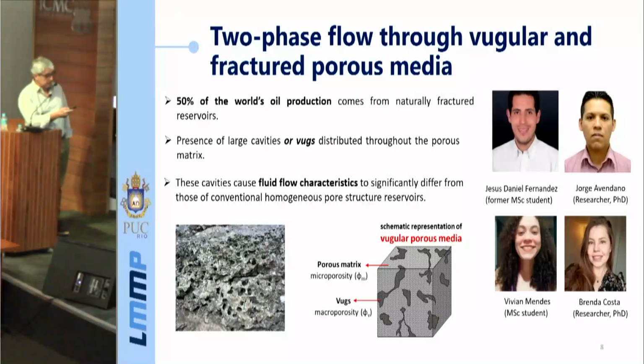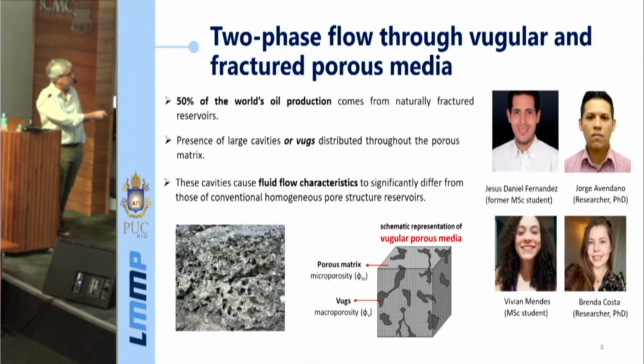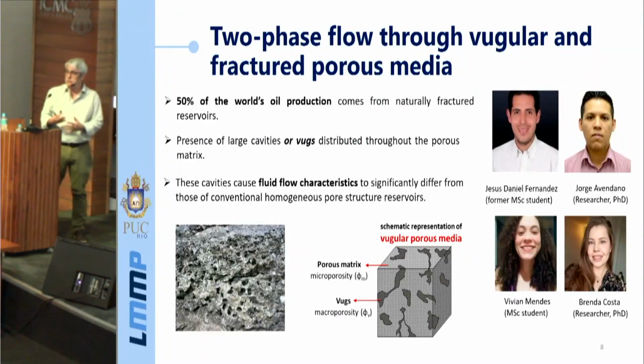So what's the idea of vugular or fractured porous media? This image tells you everything. So you have a rock. There are small pores that you cannot see at this scale. But you also have these huge pores and fractures through the rock. Now the presence of these vugs, which are basically these macropores, and the fractures completely changes the dynamics of the two-phase flow, because you create areas where the liquid flows very easily, so that's going to completely change the dynamics. So what we are trying to understand is the effect of these vugs and these fractures on the dynamics of the flow.